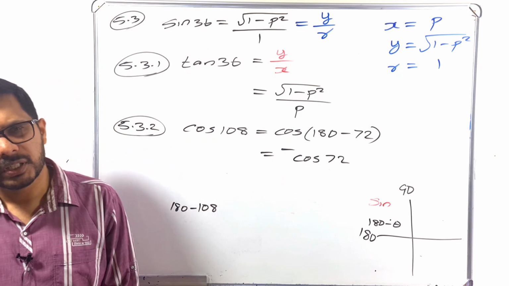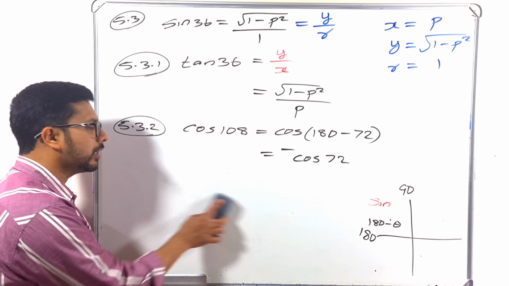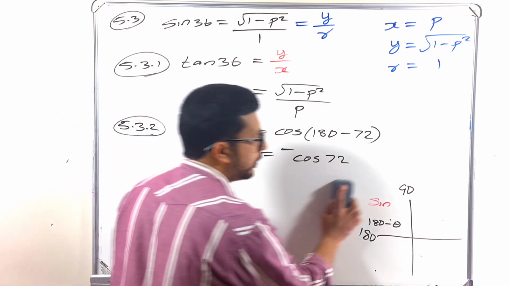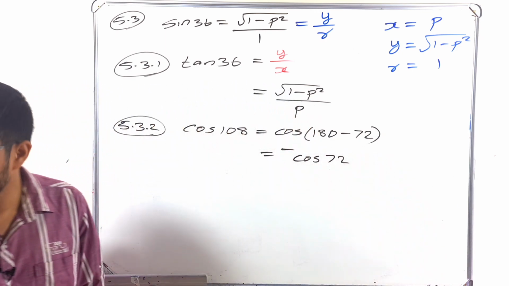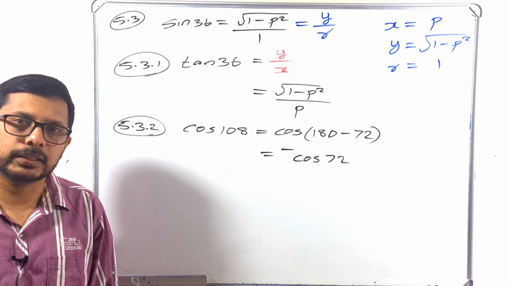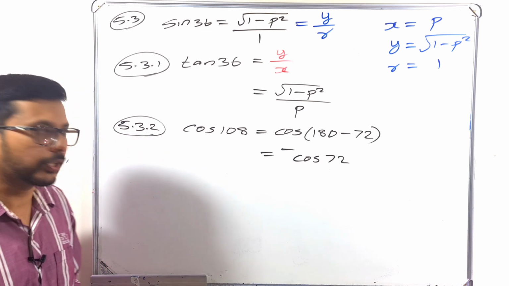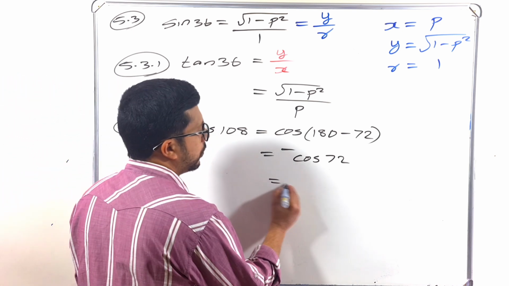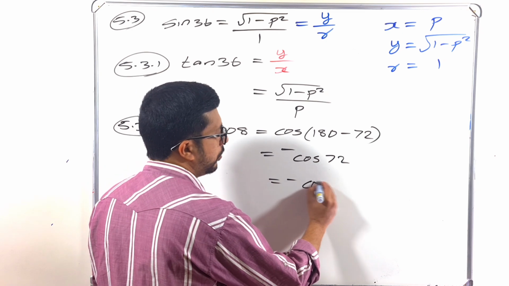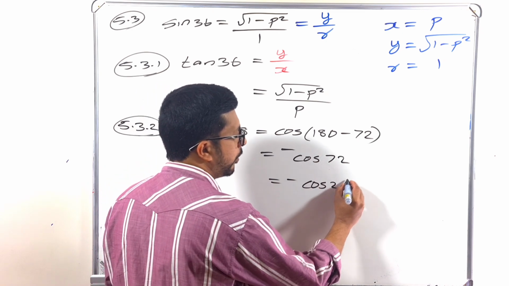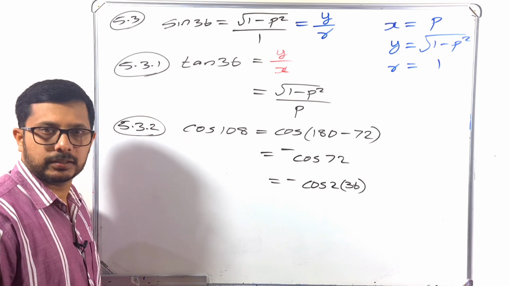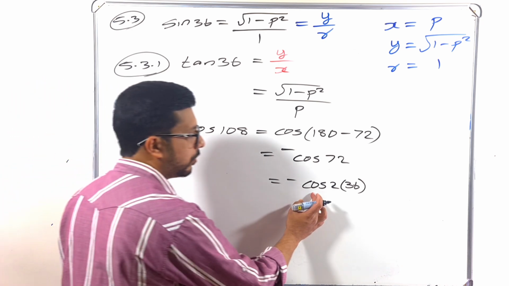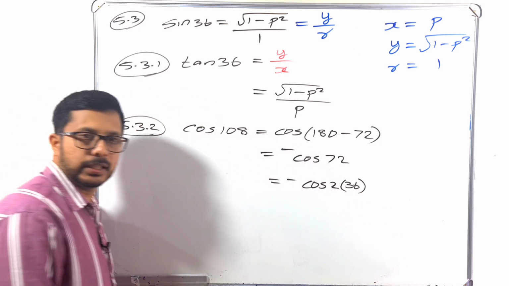Okay, so 72 is not the double of 36. Yeah, 36 times 2 is 72. So they will always make the question like that, so you don't worry about that. Here we have minus cos of this 72. Look at how I am going to write 2 times 36. So 72 is cos of 2 times 36.